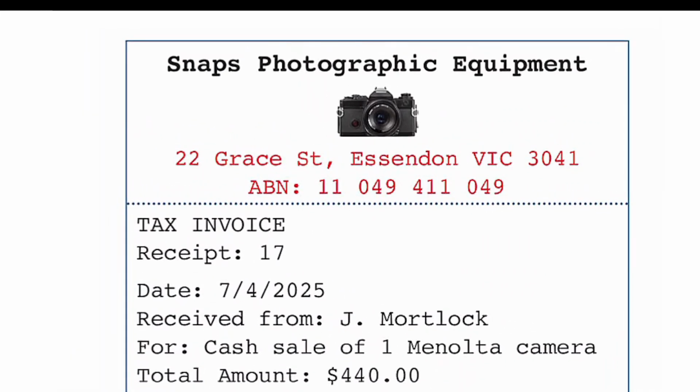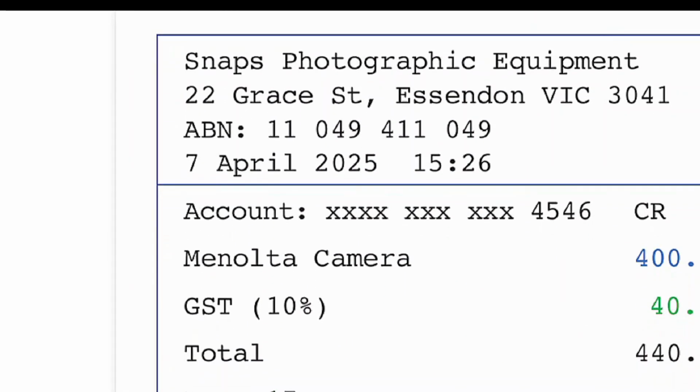Now what is this one? What is this source document? Receipt. Sure? Yes. See? Receipt. Again, Snap Photography. Right? Good. What is this one? This is a bit hard.